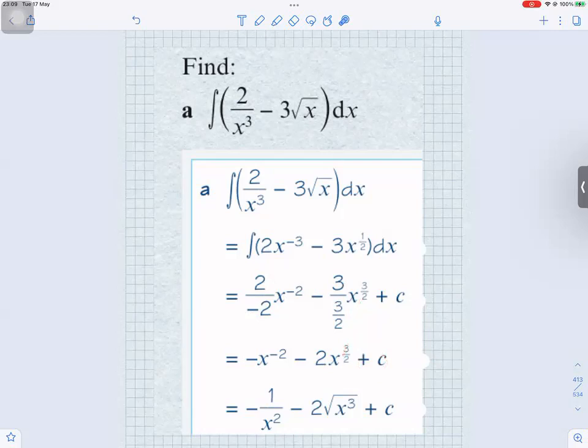You can write this as minus 1 over x squared. Using this formula, x to the minus n is 1 over x to the n. So x to the minus 2 is 1 over x squared. And then x to the 3 over 2, you can write it as square root of x cubed. So x to the 3 over 2 is the same as x to the half all cubed. And x to the half is square root of x. So you find x cubed and then take the square root of it, plus c.